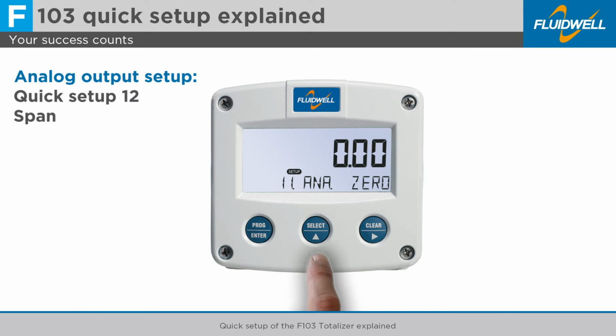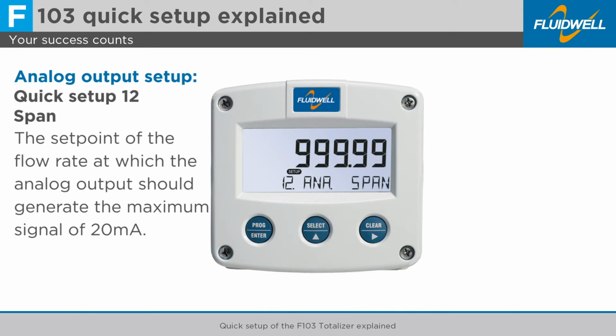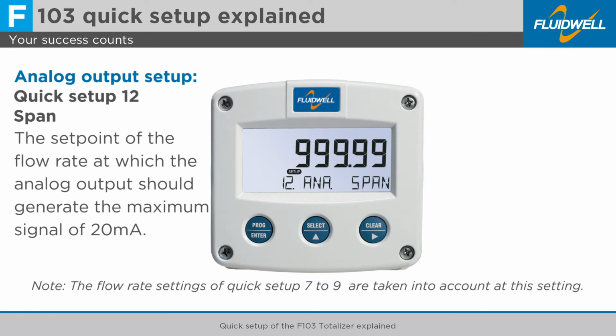Quick Setup 12. Here you can set the span of the analog output. It is the set point of the flow rate at which the analog output should generate the maximum signal of 20 milliamps. Note, the flow rate settings of Quick Setup 7 to 9 are taken into account at this setting.